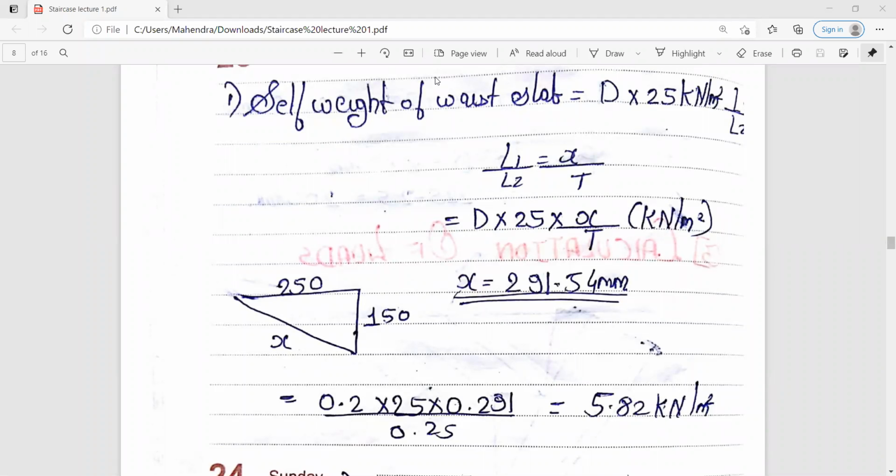मैम T कहाँ से मिला मैम, T की वैल्यू? T की वैल्यू ऑलरेडी हमने लिया था ना, ट्रेड की वैल्यू, width of tread. Width of tread हमने कितना लिया था? 250 लिया था. So 250 mm we have considered. So you have to convert it in meter, that is 0.25. देखो पहले के स्टेप में हमने width of tread assume किया था 250. Understood?